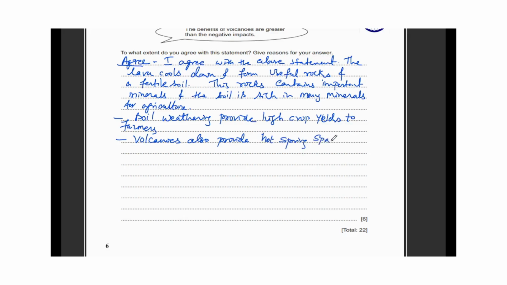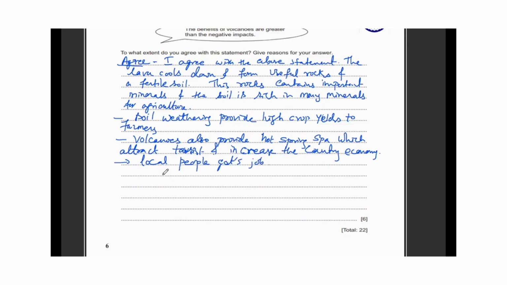Spa, which attract tourists and increase the country economy, right? Local people get jobs. This one is one more important thing.